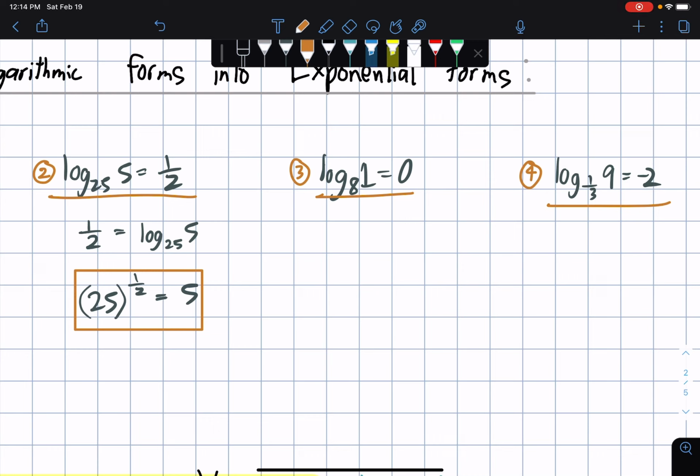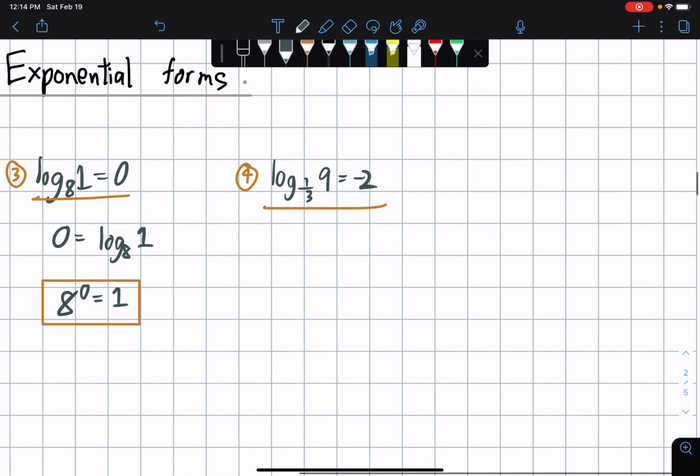Now again, for number 3, swap values left and right. So there. Our sub-value for log will become our base at the left, and the base at the left before will become our exponent. So write it in this fashion. All numbers that are raised to a 0 exponent will always be equivalent to 1. That's one of the laws of exponents.